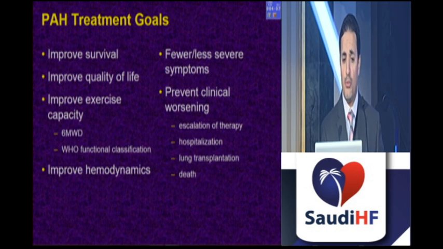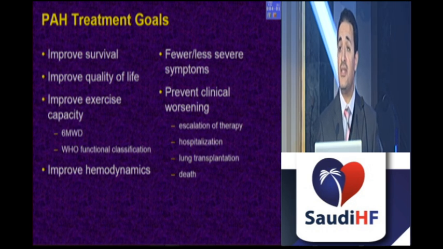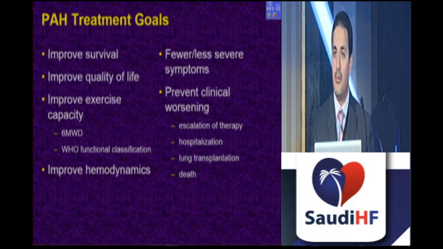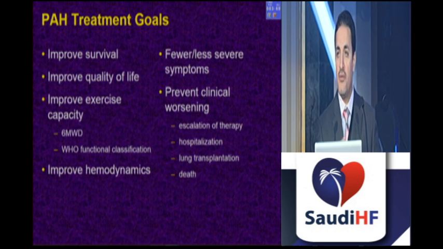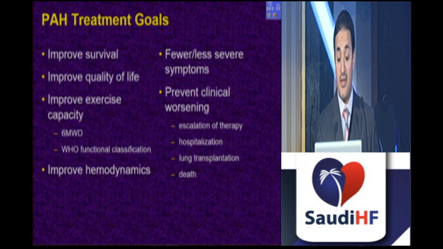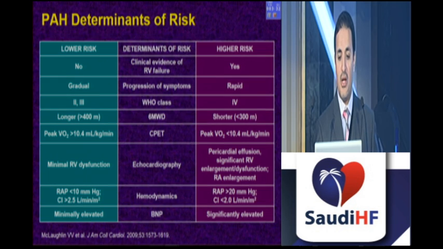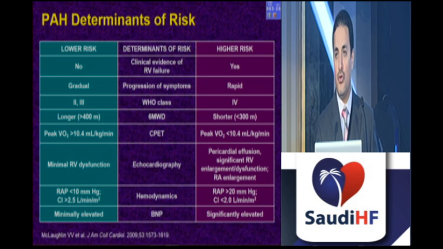The treatment goals are to improve survival, improve quality of life, improve exercise capacity. That's why you will see as a primary endpoint for many of the pulmonary hypertension studies, the 6-minute walk distance and the functional classification, the WHO functional classification improvement. We want to have less severe symptoms, and we want to prevent clinical worsening in the form of escalation of therapy, hospitalization, lung transplantation, or death. There are certain high-risk markers and certain lower-risk markers, but once you have clinical evidence of right heart failure, it's bad news.